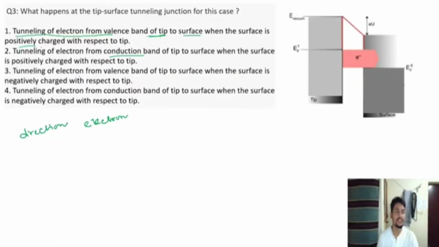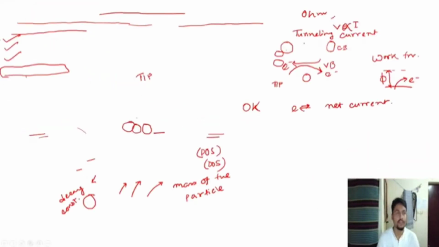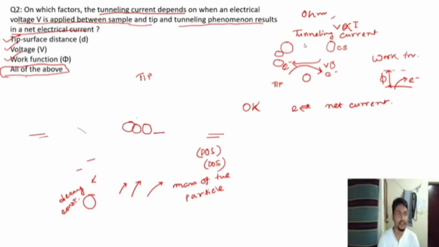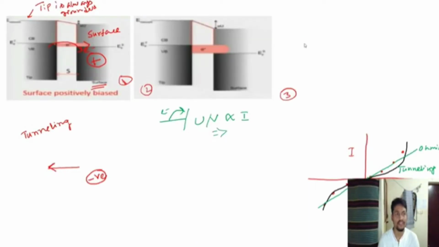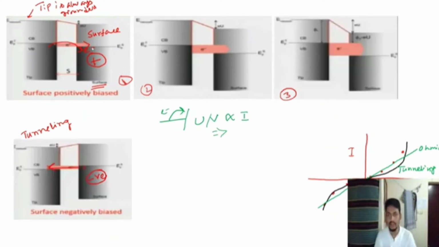Okay, so these are the options. We need to know whether it is from the valence band of the tip to the surface, or the conduction band of the tip to the surface. And then, is the surface positively charged or negatively charged? Now we know the previous case, right? Whenever the electron is going towards that, that is going to be positively charged, right?